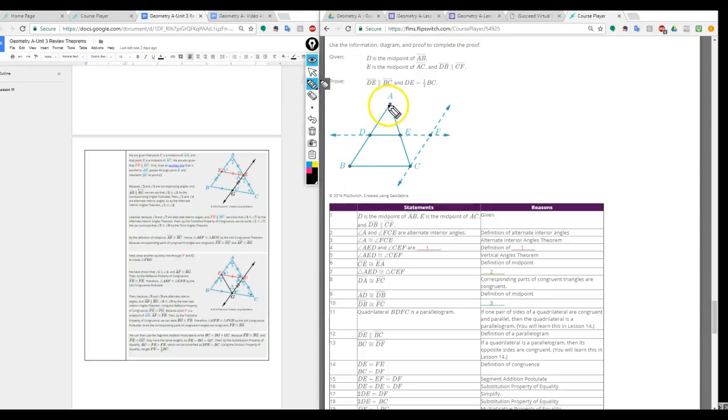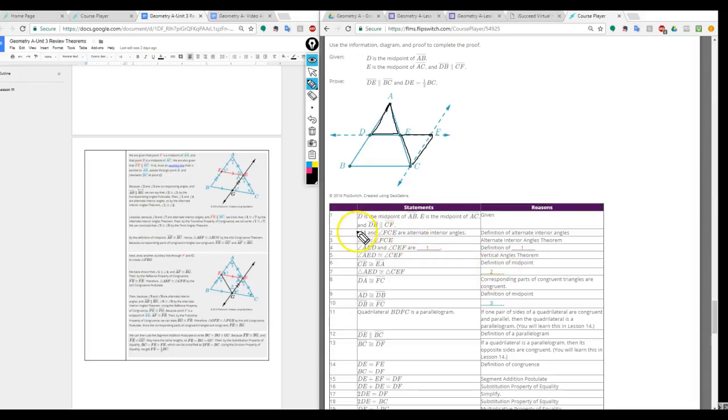Triangle AED is congruent to triangle CEF. And we need to know why. What was given in there?